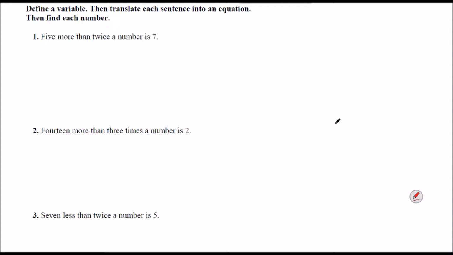After you define the variable, you translate each sentence into an equation, and then we're going to find each number. So we are going to go ahead and solve these out as well. All right, so here we go.